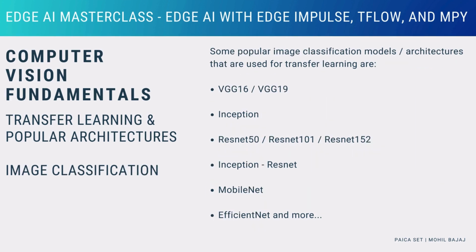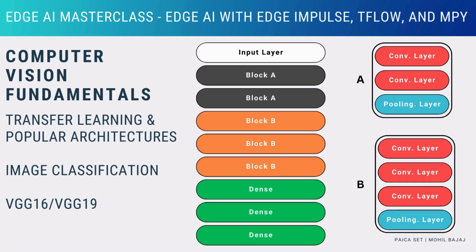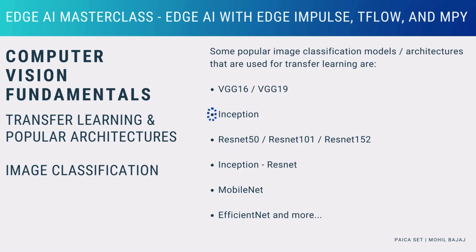Let's now look at some popular architectures that are often used in transfer learning for image classification tasks, starting with VGG16 and VGG19. Developed by the Visual Graphics Group at Oxford, these models are characterized by their deep architectures with 16 and 19 weight layers, respectively. VGG models use very small convolution filters, which allows them to capture minute details in the images. They are exceptionally good for image recognition tasks due to this depth and complexity, but are quite large in size, making them computationally expensive.